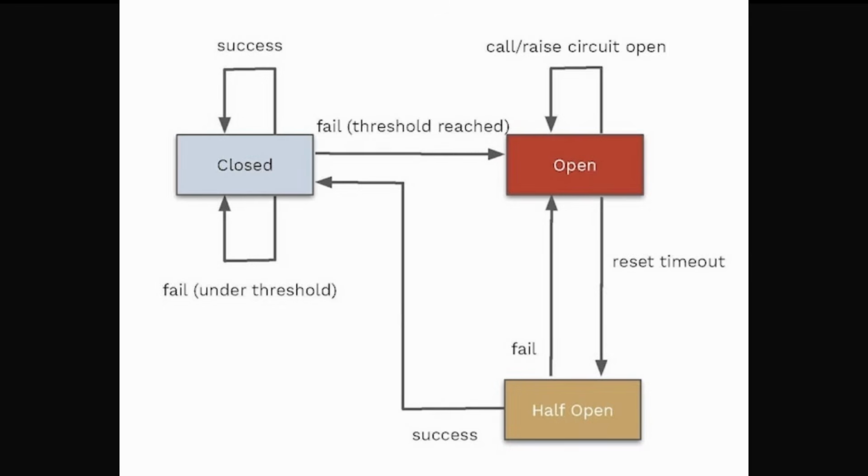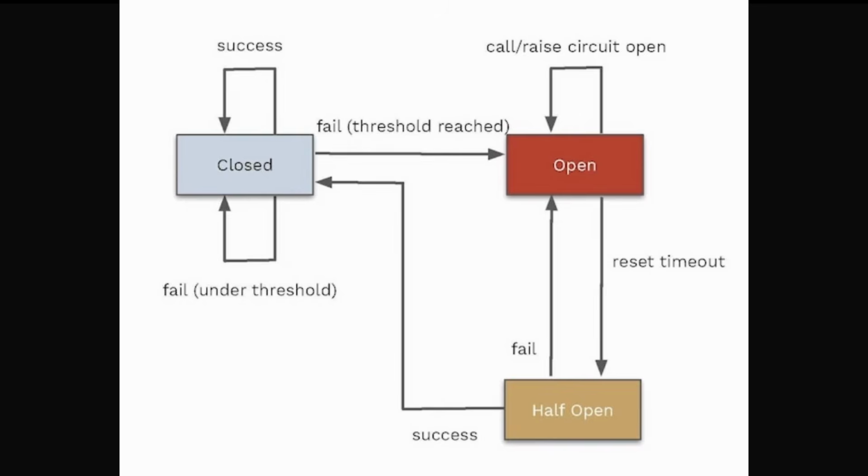Think of it like an electric circuit. When everything is healthy, the circuit is closed. That means service A is allowed to call service B normally. But if service B starts failing or timing out too many times, we open the circuit. Opening the circuit means we temporarily stop sending requests to service B. Instead of waiting and wasting resources, service A fails fast or returns a fallback response. This gives service B some time to recover. It also protects service A from getting dragged down with it.